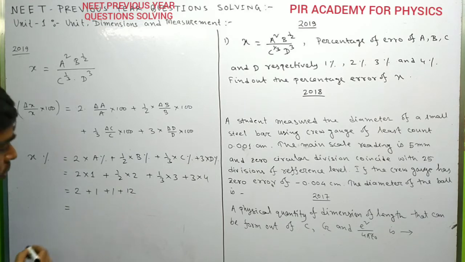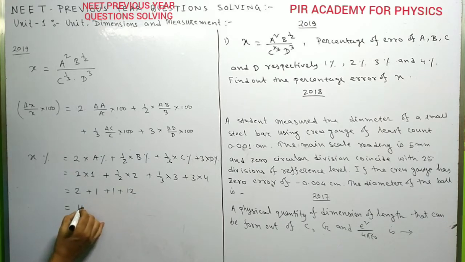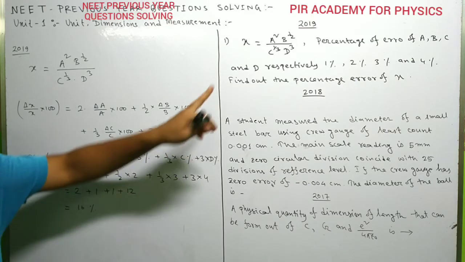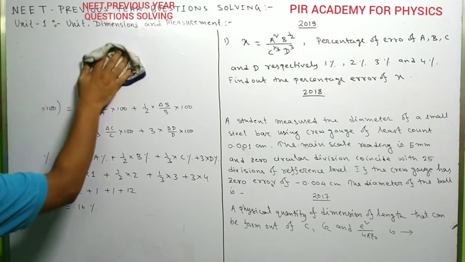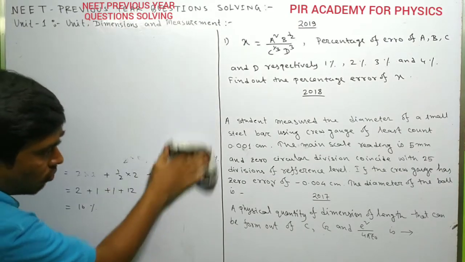So it will be 16%. So the percentage error of X will be 16%. So the 2019 question is solved.